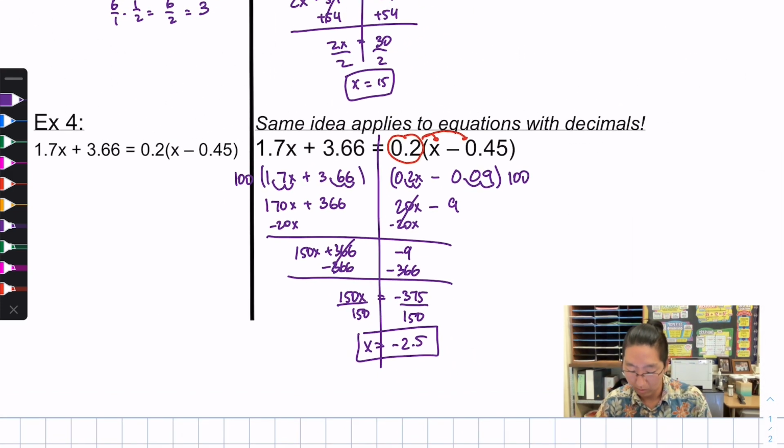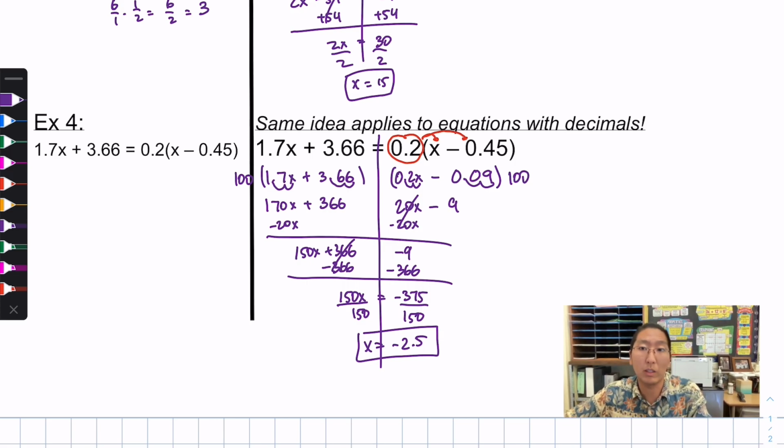All right, so yes, a little bit more difficult, but this is what we are going to expect from you to be able to get rid of fractions, basically, or decimals. Okay, if you have any questions, make sure you ask. See you soon.